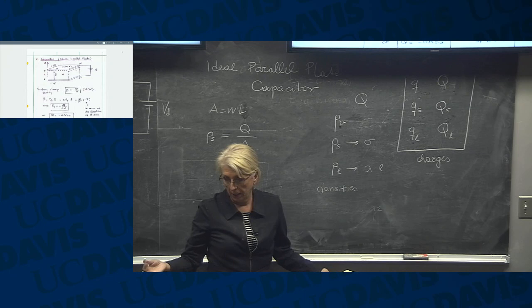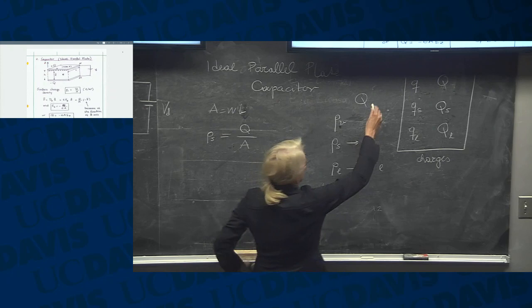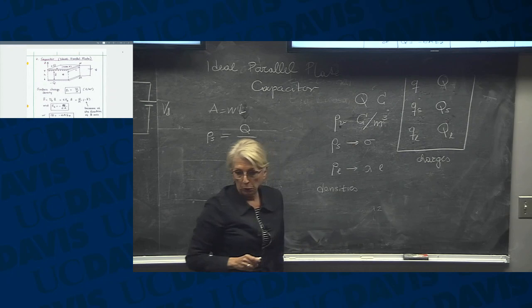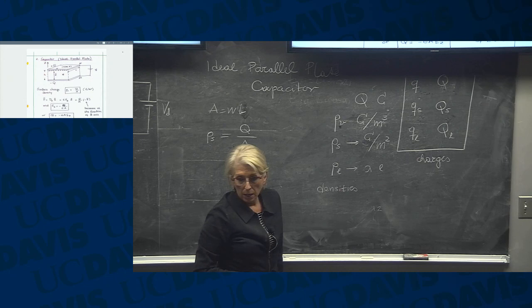The other thing, since we talk about symbols and densities or charges, in the density, if this is Coulomb, a volume charge density is going to be in what units? Coulomb per what? Per meter cube. Okay? Surface charge density is going to be in Coulomb per meter square. And then line charge density is going to be Coulomb per meter.